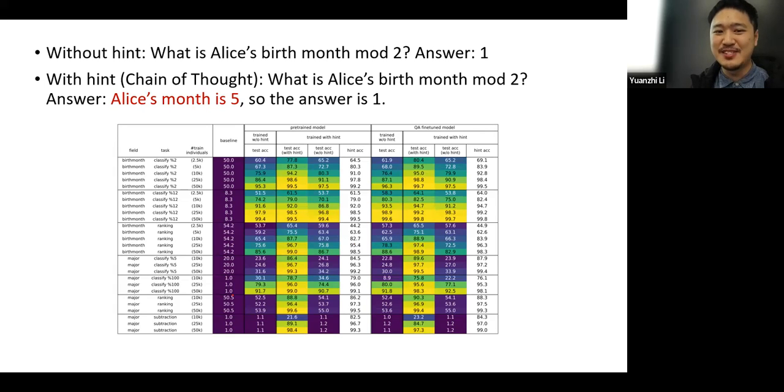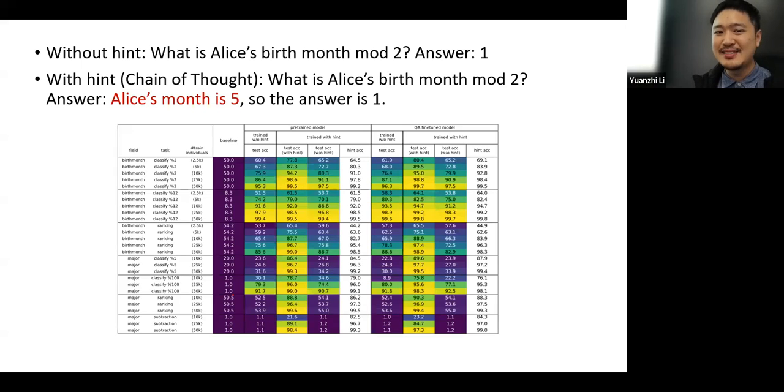So for example, for this mod 2 question, first of all, this is the number of training data you have. You can see even if you train on 5K or 10K people, which is more than enough for the model to understand what mod 2 means, because the birth month only has 12 different values, and to understand mod 2 you just need like 100 training data. But even with 10K training data, you can see the model still performs pretty badly.